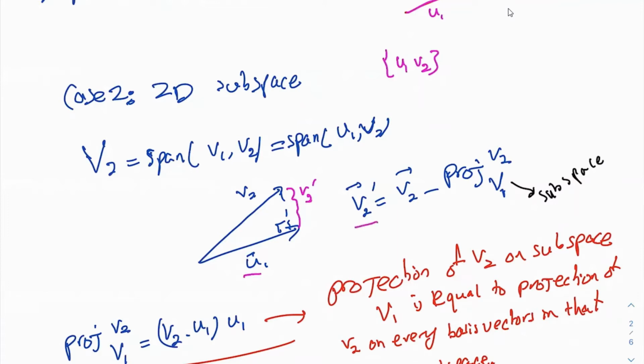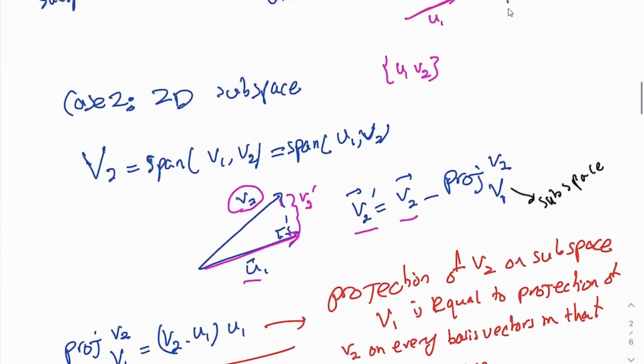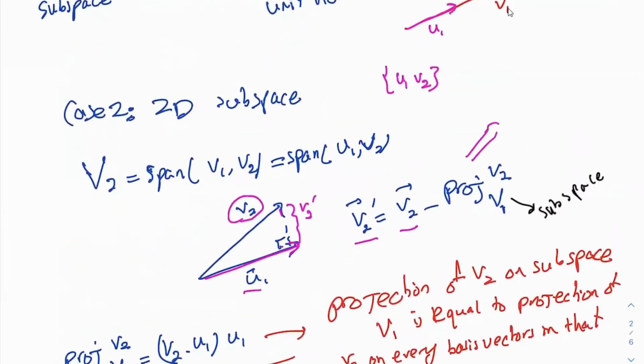So V2 prime is equal to V2 minus the orthogonal projection of V2 on U1, right? The orthogonal projection of V2 on U1 is this line. So it's equal to V2 minus the projection of V2 on V1. Okay, so now we need to see what is the projection of V2 on V1. The projection of A on B in general is equal to A dot B over the norm of B squared, times B.